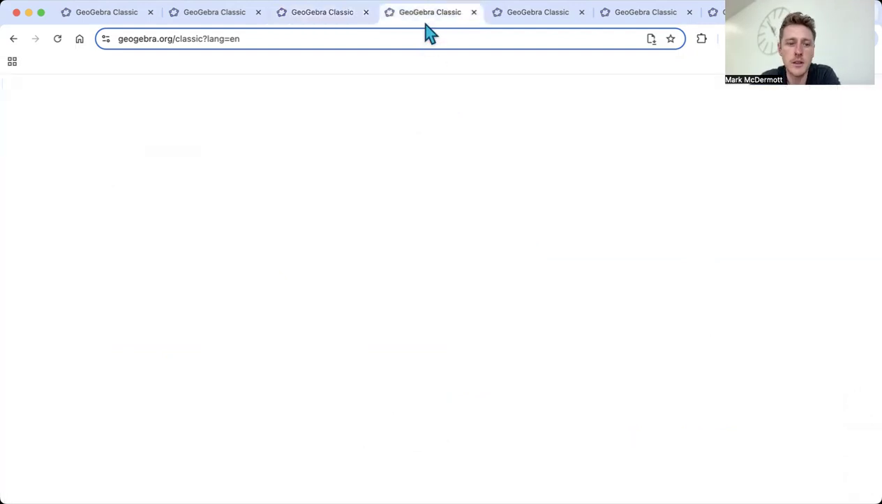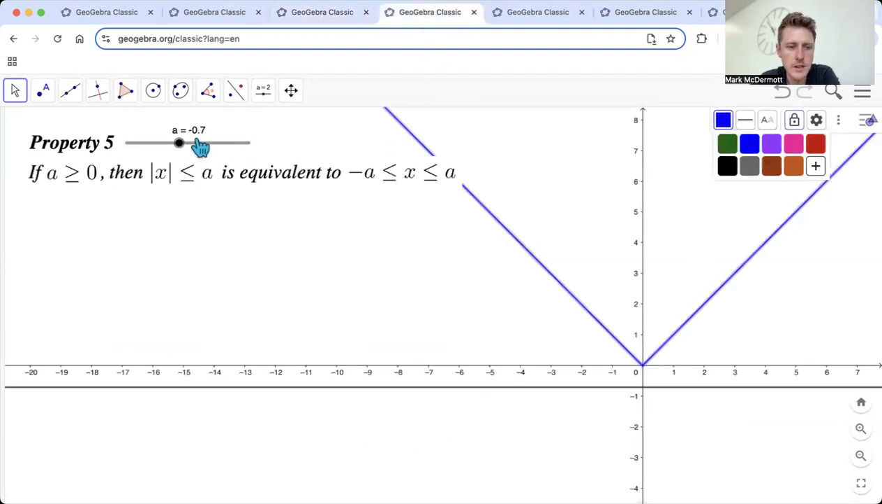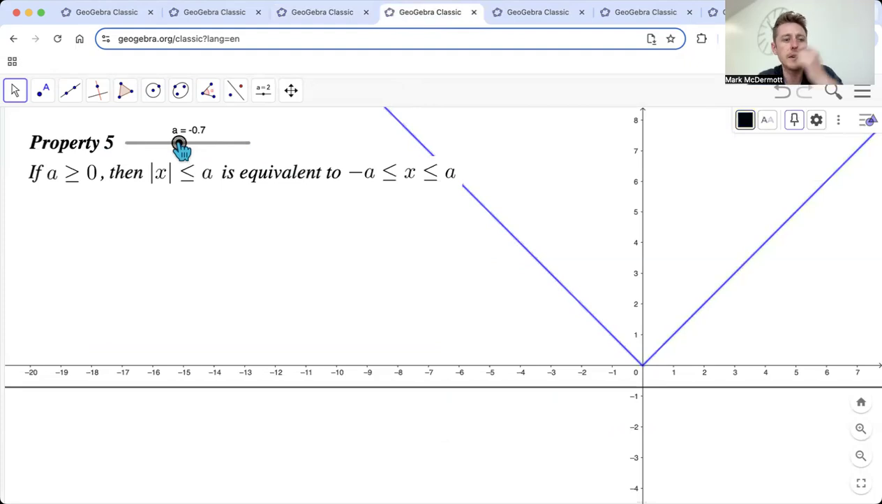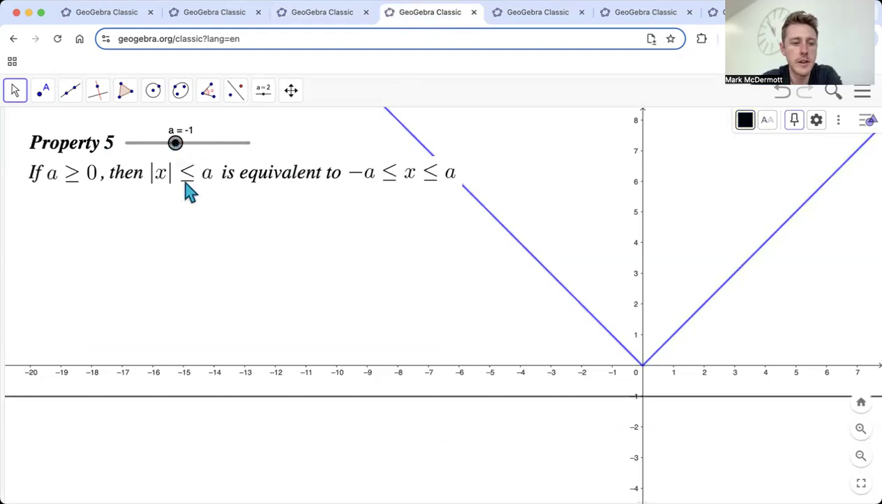Let's have a look at some other properties. This is another interesting property. If A is greater than or equal to 0, then the modulus of x is less than or equal to A is the same thing as x being between -A and +A, inclusive. So let's maybe show what's going on here.